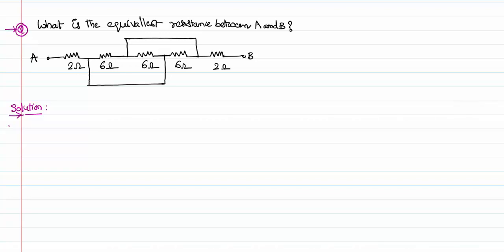Hi. Here in this problem, we would like to find the effective resistance between the points A and B. You can see what is given: resistances of 2 ohms, 6 ohms, 6 ohms, 6 ohms, 2 ohms. But you can see a line here. This is the line.